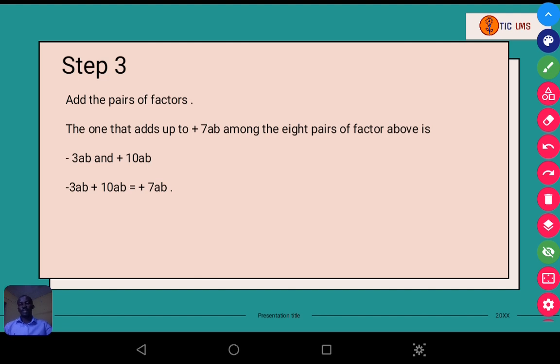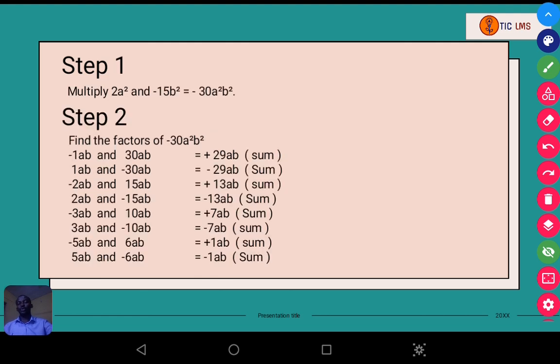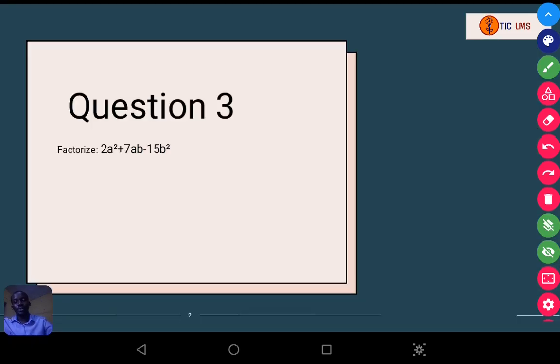It says add the pairs of factors. Now the one that adds up to positive 7ab among the 8 pairs of factors above is negative 3ab and positive 10ab. Now let's go back to what we have. It says the one that adds up to positive 7ab. Where did we get that from? If you go back to the question, you will see that in the middle here we have positive 7ab. So we're going to look for one of the pairs of factors that adds up to positive 7ab.